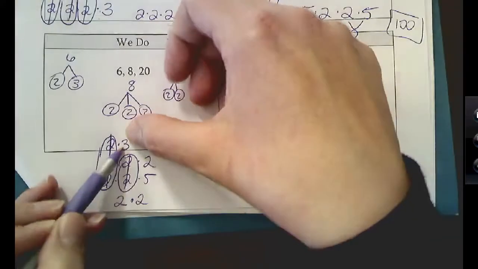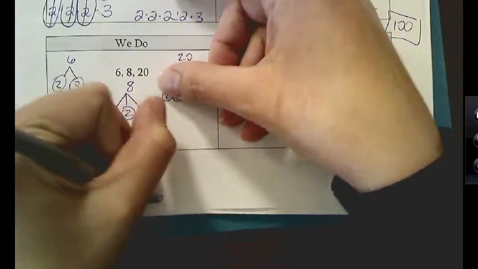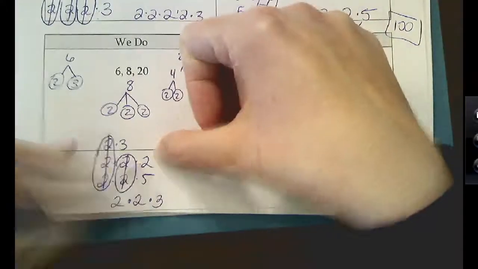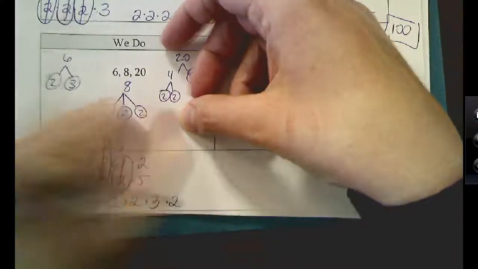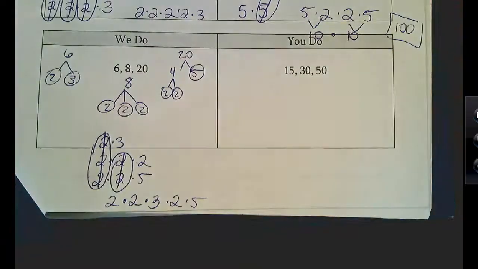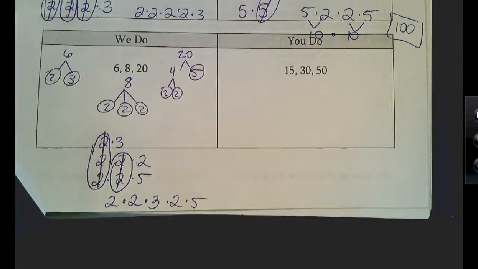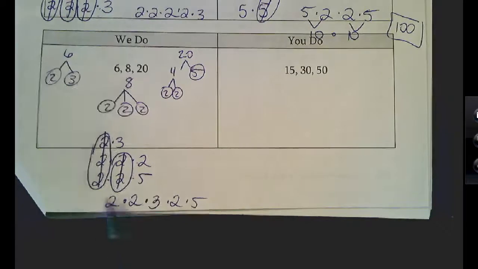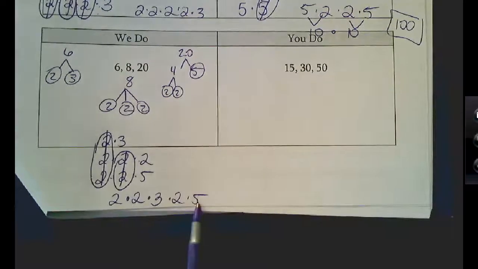So we're going to recycle this 3 right here. We're going to recycle this 2 right here. And we're going to recycle this 5 right here. So we're recycling all those numbers. That's a lot to multiply, isn't it? And I can see a couple of people grabbing calculators. You are more than welcome to use a calculator to help you with that multiplication if you need to. So go ahead and multiply 2 times 2 times 3 times 2 times 5.